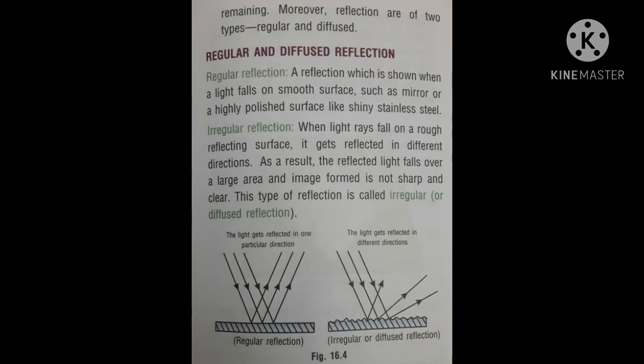Moreover, reflection is of two types, regular and diffuse. Now, regular and diffuse reflection. Regular reflection is a reflection which is shown when light falls on a smooth surface such as a mirror or a highly polished surface like shiny stainless steel. Irregular reflection: when light rays fall on a rough reflecting surface, they get reflected in different directions. As a result, the reflected light falls over a large area and the image formed is not sharp and clear. This type of reflection is called irregular or diffuse reflection. Children, you are seeing pic 16.4, regular reflection. In regular reflection, light gets reflected in one particular direction. Second pic, this is irregular or diffuse reflection. The light gets reflected in different directions.